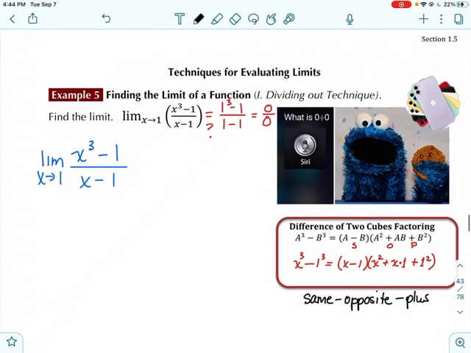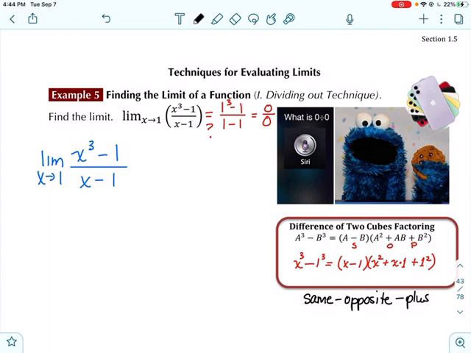Okay, welcome back to section 1.5, techniques for evaluating limits. This is Mrs. Allen, and we are talking about limits. And in the previous video, we talked about evaluating limits graphically and numerically.